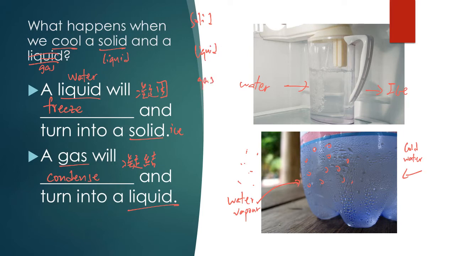So it depends on the temperature. When solid turns into liquid, it is melting, while when liquid turns to gas, this is boiling. The other way around, if we cool down the gas, the gas will condense back to liquid, 凝結, and if we continue the process, it would become solid after freezing.